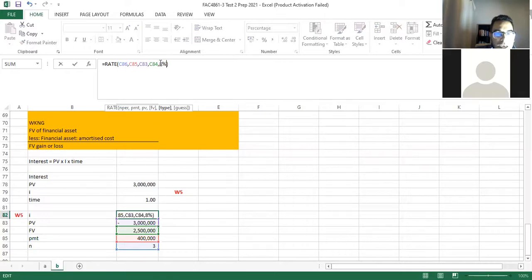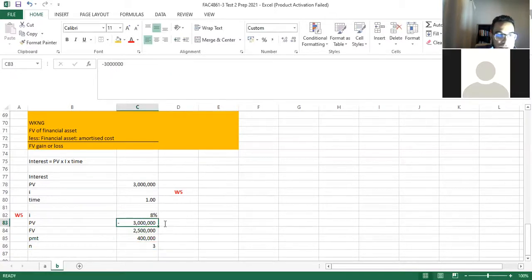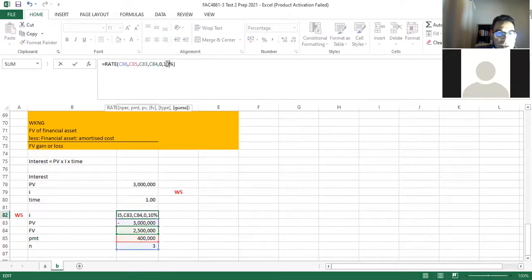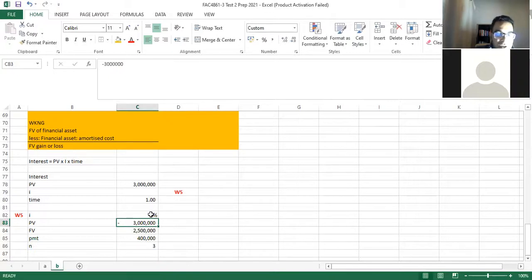Oh, we didn't put in type. Type, for the beginning of the period, is 0. Okay, let me just change this. Let's make it a guess. So we make the guess 10%, and therefore we have 8%. Okay, so that is our rate. So our I is what we're getting, the effective interest rate.